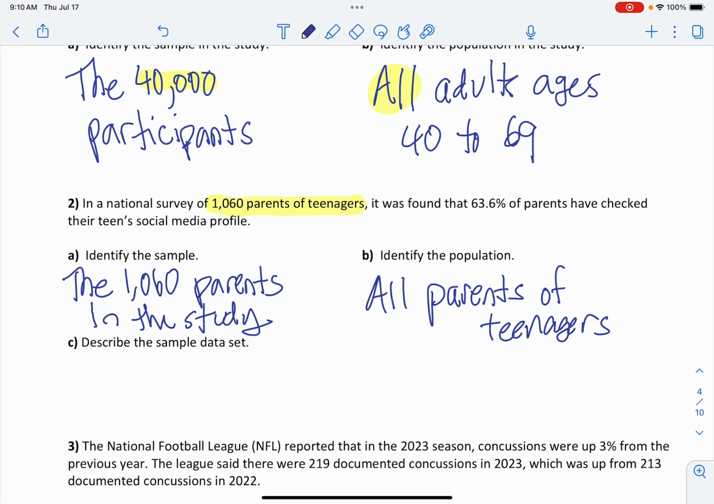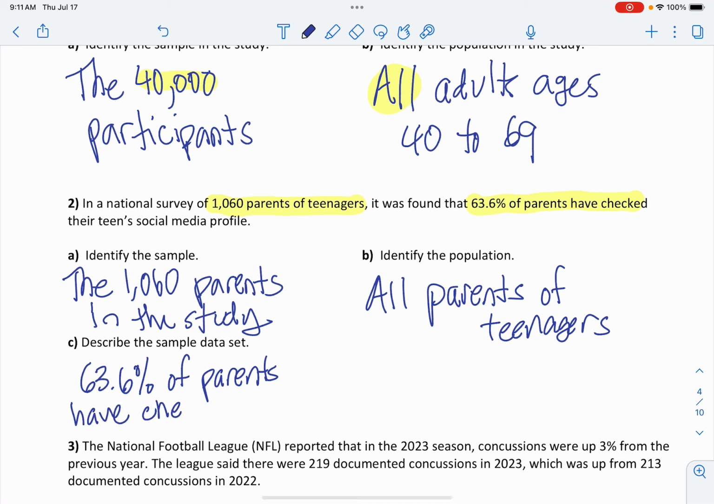Right? Okay, and then describe the sample data set. What was found, right here we have that 63% of parents have checked their teens' media profile. That's the sample data set that was found, right? So I could just, if this is the question, just describe, well, what was the result, right? Of parents have checked. And a lot of times you're just copying something that was in the original question.